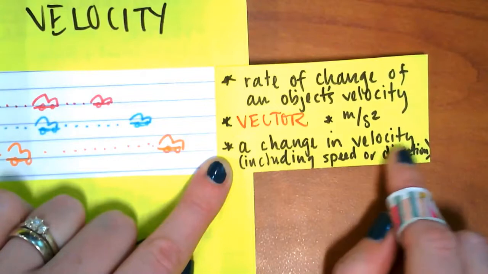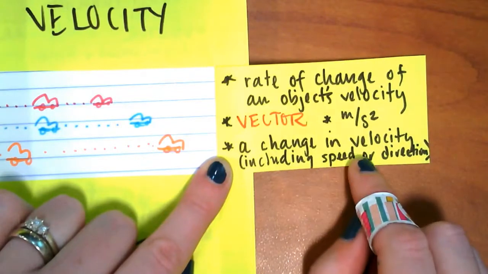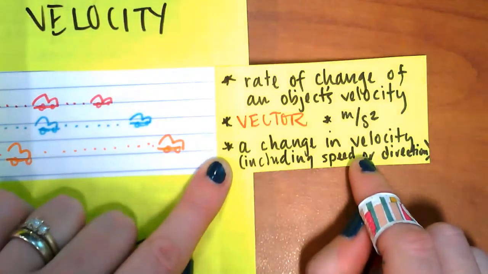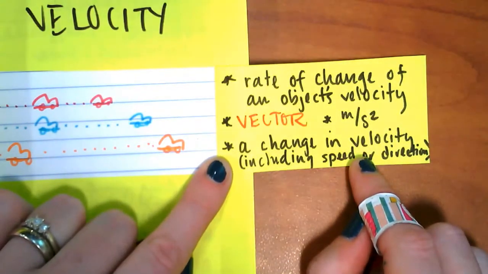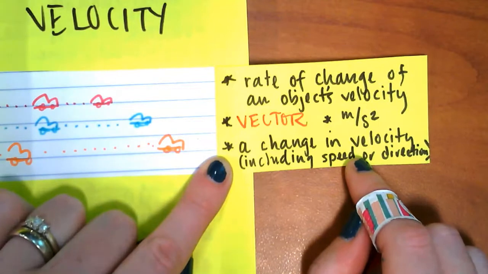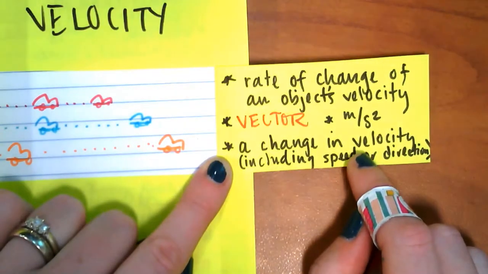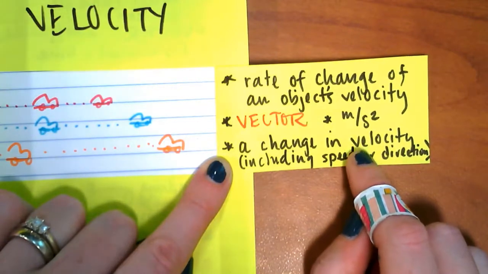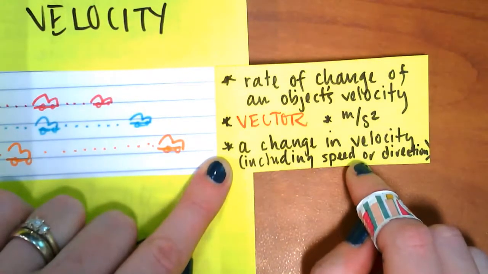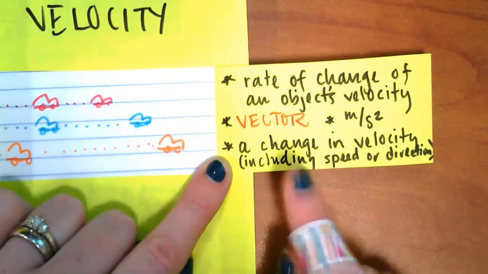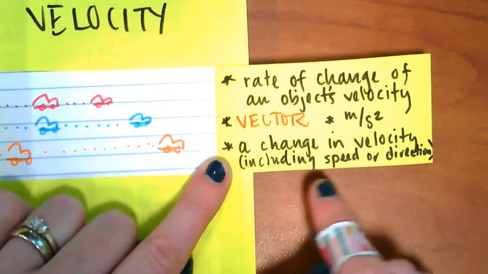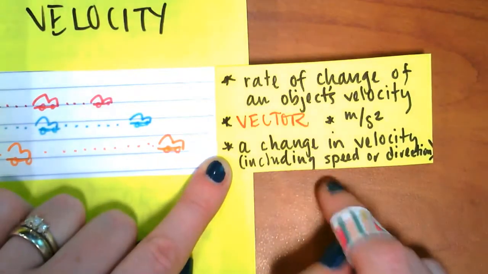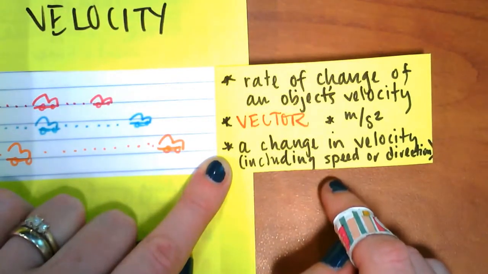A change in an object's velocity includes speed or direction. If you're driving forward and you turn to the left or the right in your car, you just accelerated. If you're driving forward and you press the brake so that your velocity decreases, you have a change in velocity in the negative direction, you accelerated. This is different than how we use the word acceleration in normal life, where we mean it only to speed up. In physics, acceleration can mean speed up or slow down.